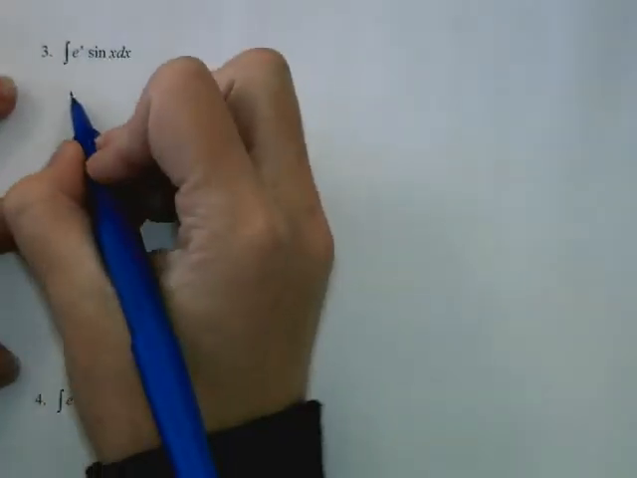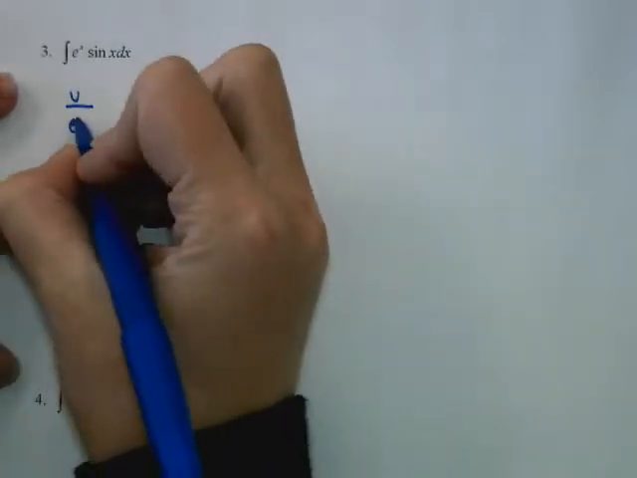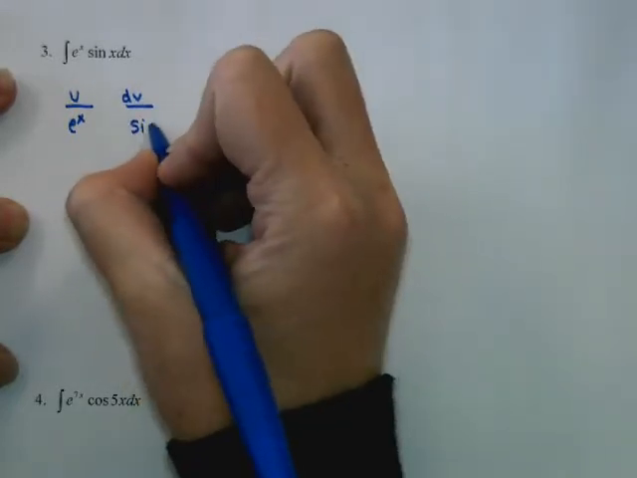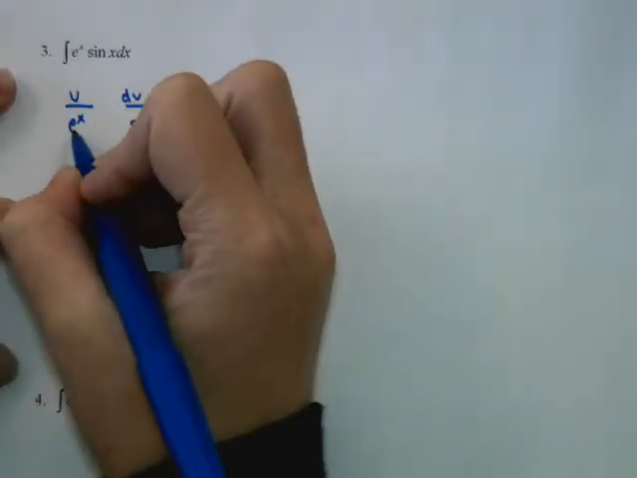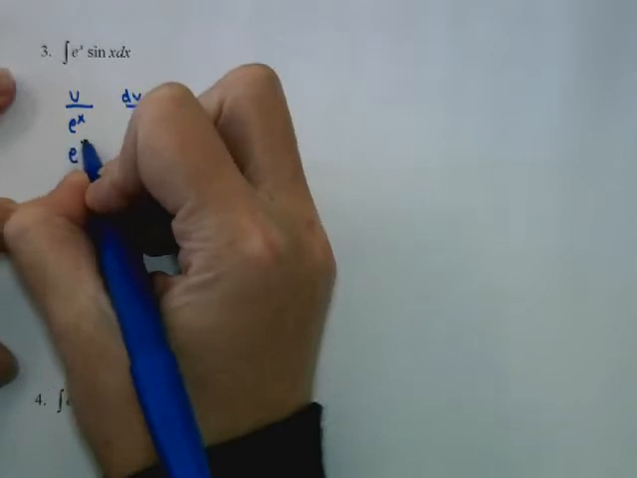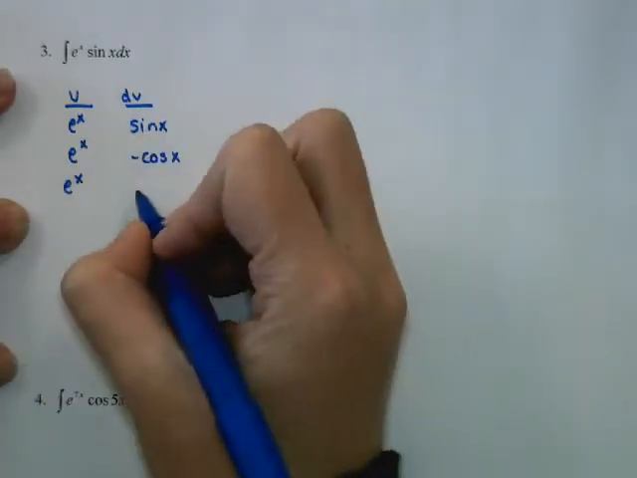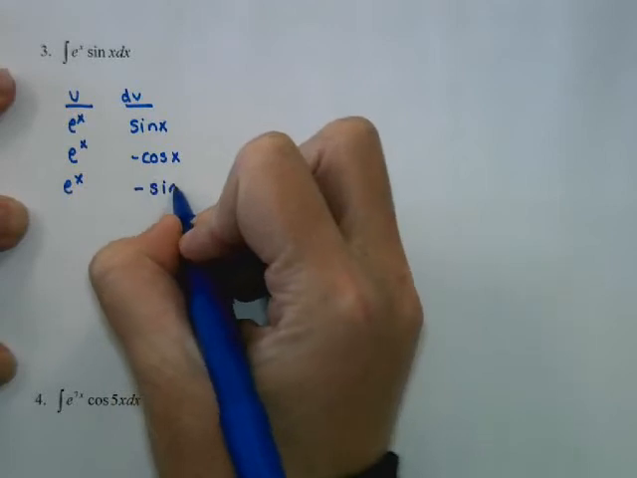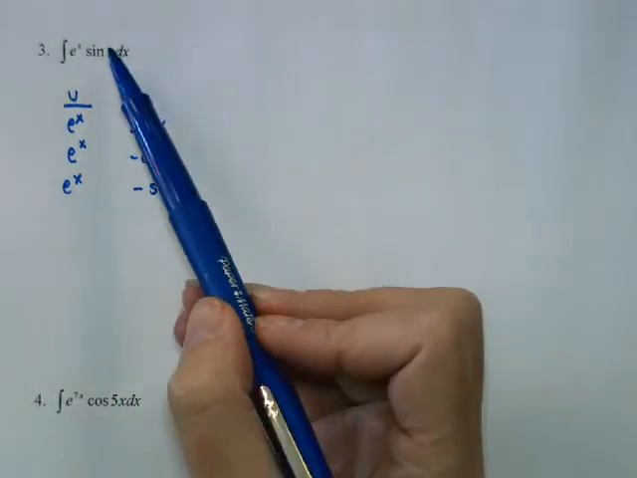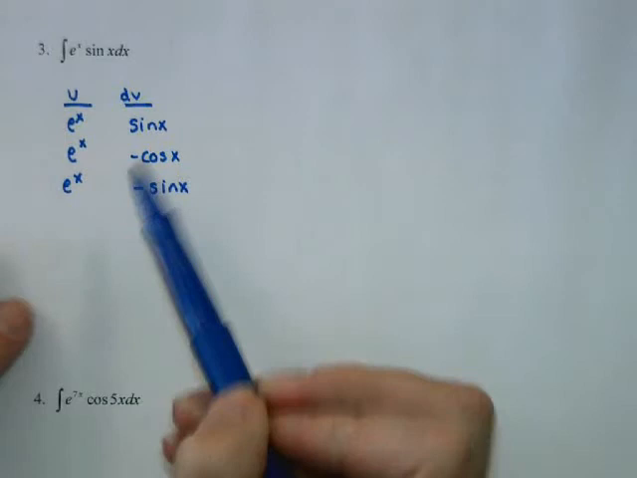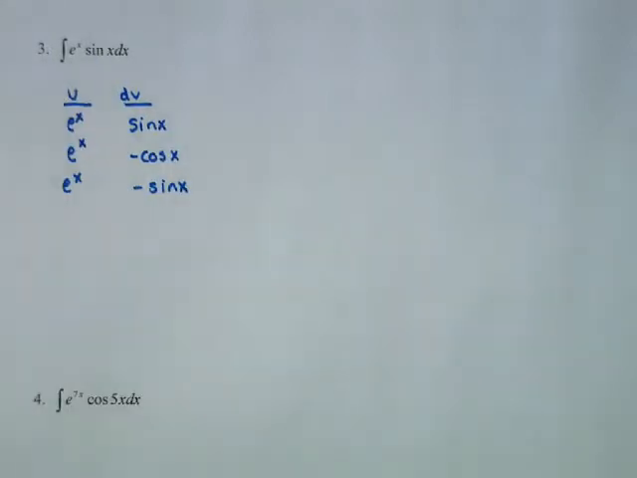So my u is going to be e to the x. My dv is going to be sine of x. So I'm going to go derivative of e to the x is e to the x. Integral of sine is a negative cosine. Derivative is e to the x. Integral is negative sine of x. And I'm going to stop there, because what we're going to end up doing is we're going to have at the end the integral with the sine e to the x. So as soon as you have this again, then we can stop.